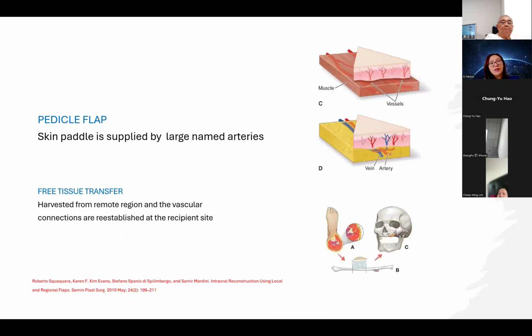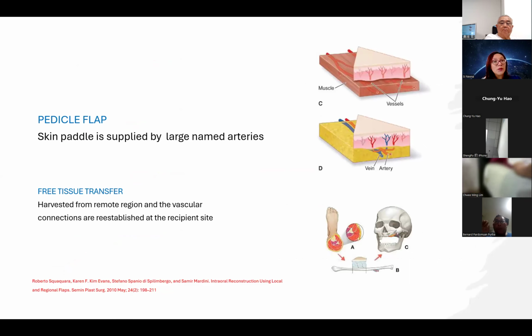And then there is also the pedicle flap, where it is supplied by a large named artery, for example, the pectoralis myocutaneous flap. That is one of the pedicle flaps. And as we know, we have free tissue transfer, or free flap, which is harvested from a remote region, and the vessels are established at the recipient site using microsurgery technique.